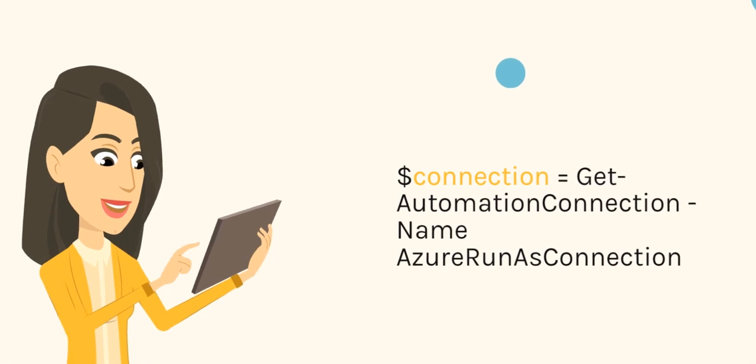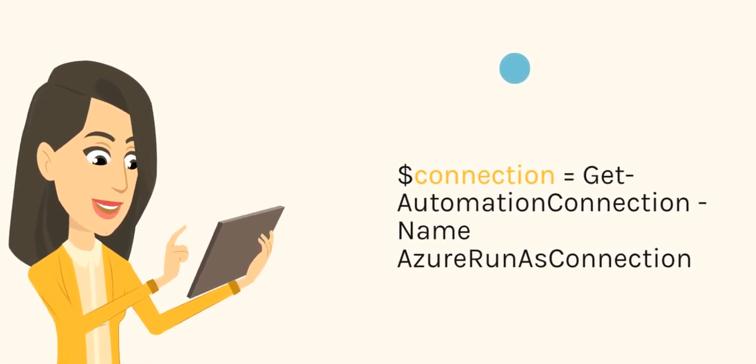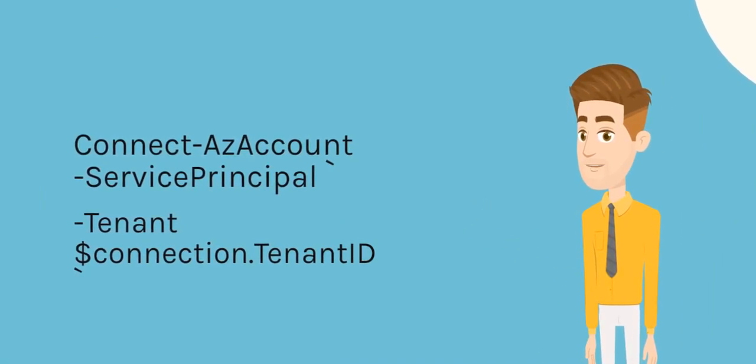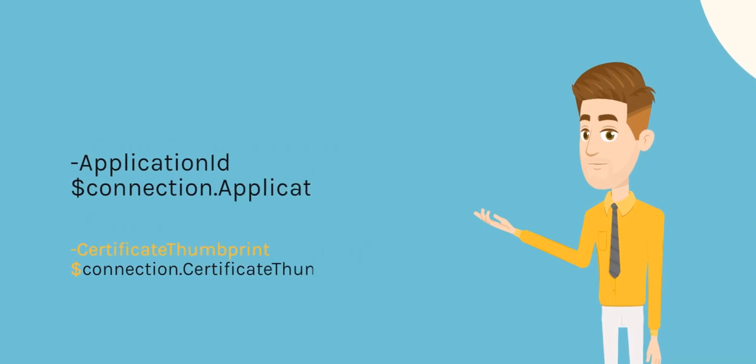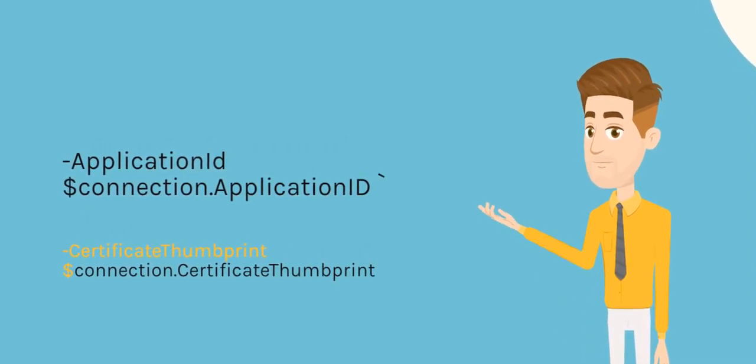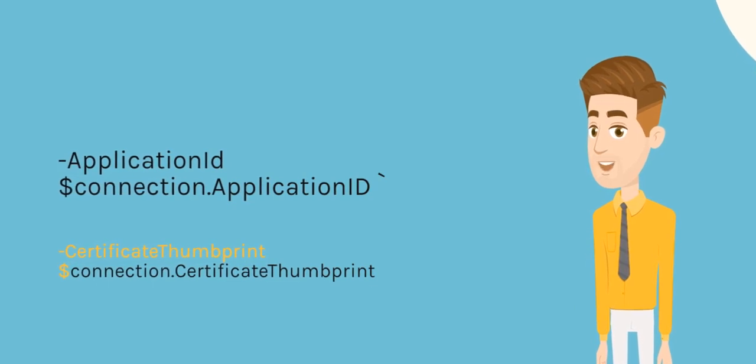$connection equals Get-AutomationConnection -Name AzureRunAsConnection. Connect-AzAccount -ServicePrincipal -Tenant $connection.TenantId -ApplicationId $connection.ApplicationId -CertificateThumbprint $connection.CertificateThumbprint.